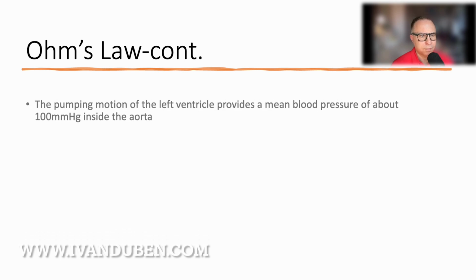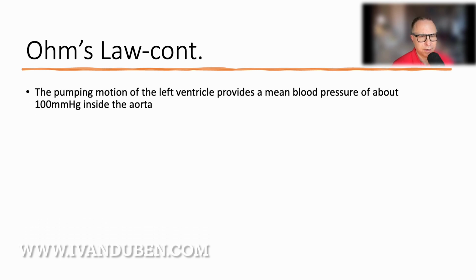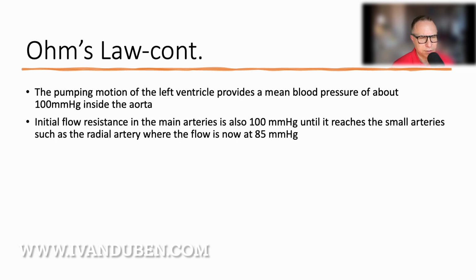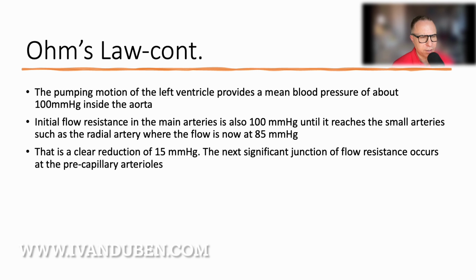Continuing with Ohm's law, the pumping motion of the left ventricle provides a mean blood pressure of about 100 mmHg inside the aorta. Initial flow resistance in the main arteries is also 100 mmHg until it reaches the small arteries, such as the radial artery, where the flow is now at 85 mmHg. So it's harder to deliver blood further away from the center towards the periphery. That's a clear reduction of 15 mmHg.